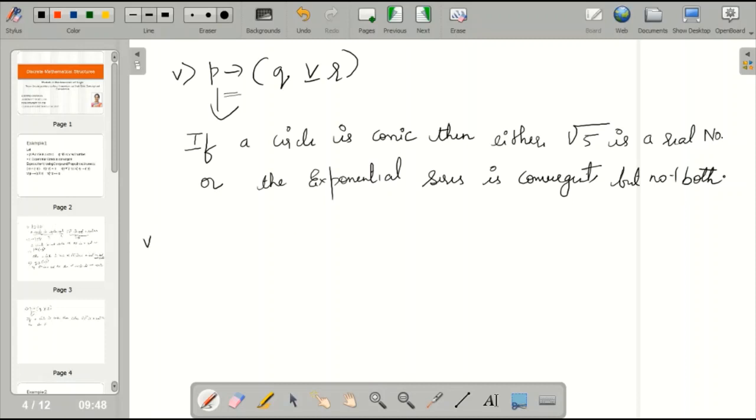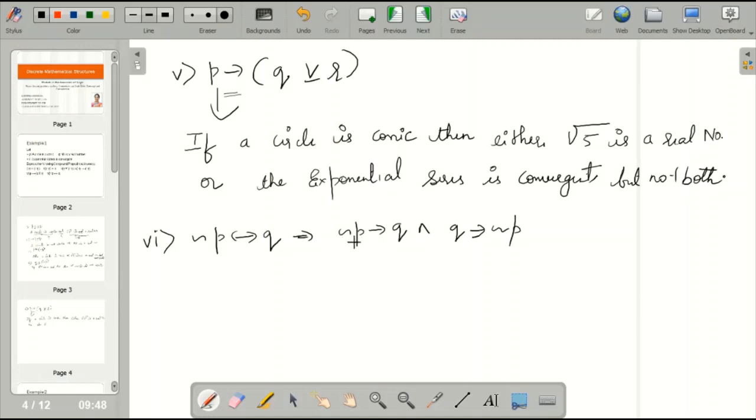What about the next one? Sixth one is negation of P bidirectional Q. So you know the meaning of this. What is the meaning of this? Negation of P conditional Q and Q conditional negation of P. So how are you going to write this?